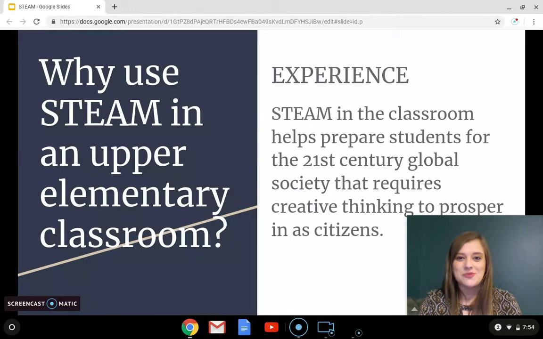STEAM is also super important to use because of the experience it gives students, and this is something that I've learned a lot about since researching STEAM in depth. STEAM in the classroom helps prepare students for the 21st century global society that requires creative thinking in order to prosper as citizens. Our world has changed so much since we were in elementary school, so we do not need to be teaching the same way that our elementary teachers taught us, because they taught us to prepare us for the world that we were growing up in, but the world is completely different now, and we need to be teaching our students in order to prepare them for this technologically advanced world that we now live in.